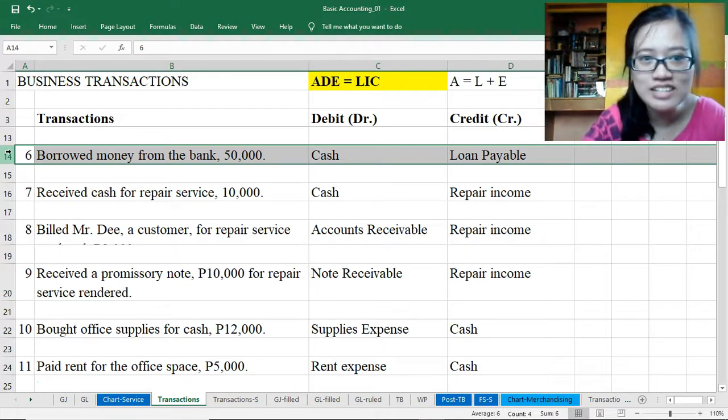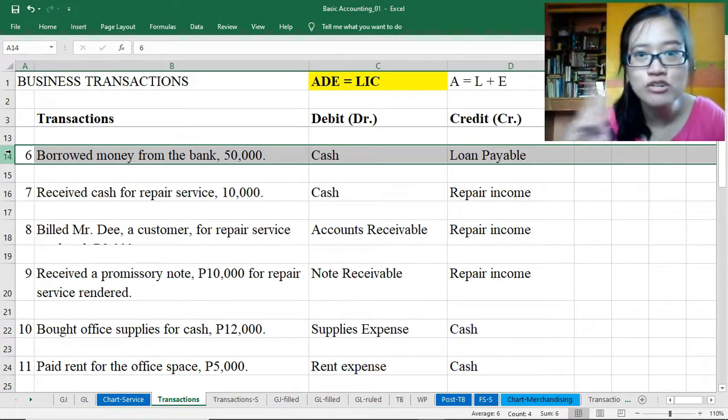Okay, so number 6, borrowed money from bank, 50,000. Okay, so umutang ng pera mula sa bangko. Ando na yung keywords natin, umutang. So affected ang liability, money from the bank. So nakatanggap ng cash from the bank.